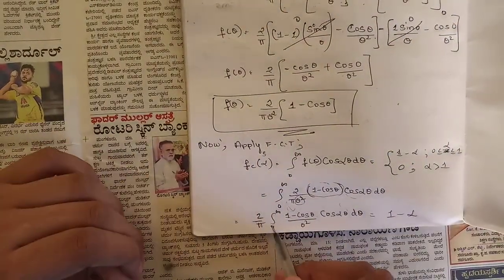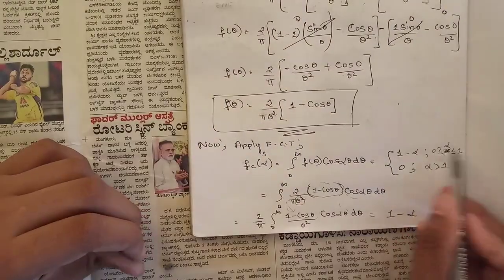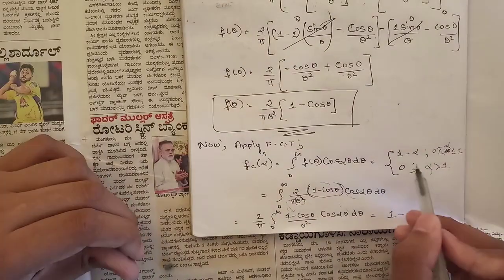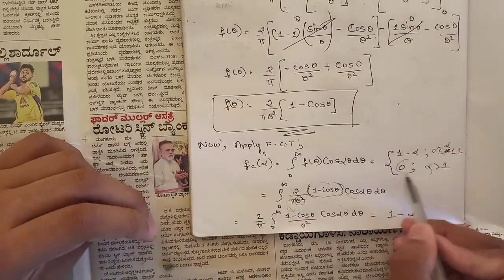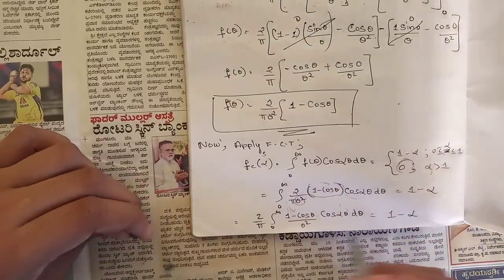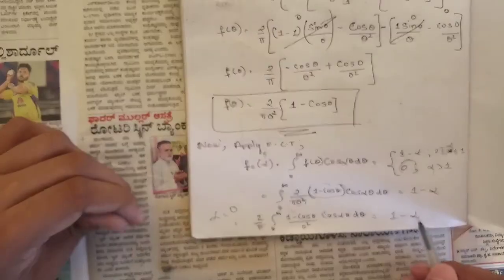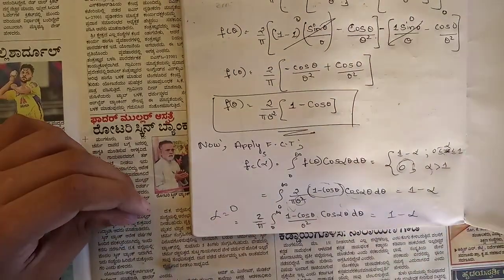The integral is from 0 to infinity, and we know that it is split from 0 to 1 and 1 to infinity, and from 1 to infinity the value is 0, so we are not going to write the second case now. 1 minus alpha. So now when we put alpha equal to 0, this would be 1 minus 0, right?